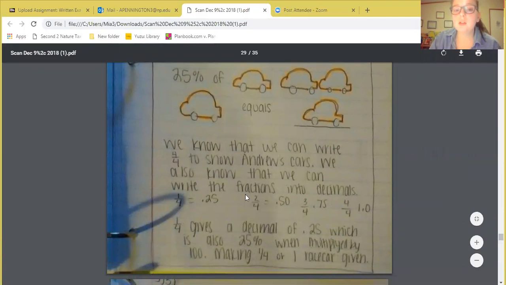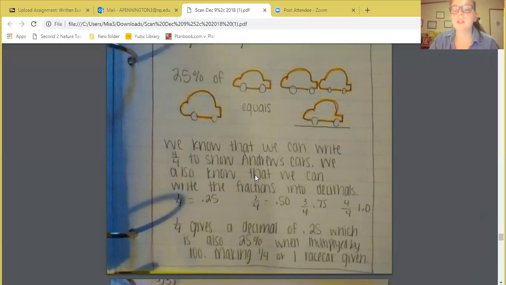We also know that we can write the fractions as decimals. So 1/4, that means 1 of his cars out of all 4 of them, is 0.25. 2 of them is 2 over 4, 0.50, 3 over 4 is 0.75, and 4 over 4 equals 1 whole. So we know that 1/4 gives a decimal of 0.25, which is also 25% when multiplied by 100, making 1 race car that was given away.